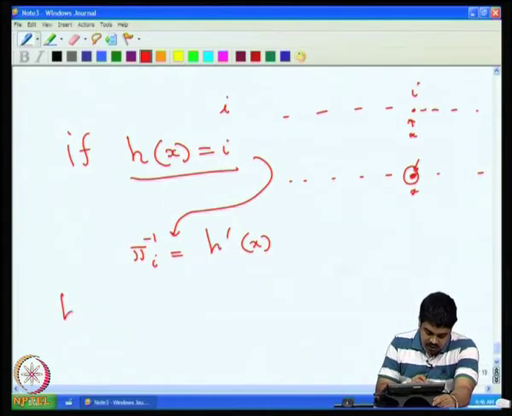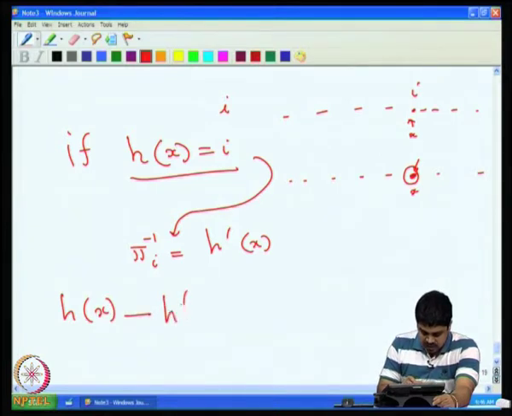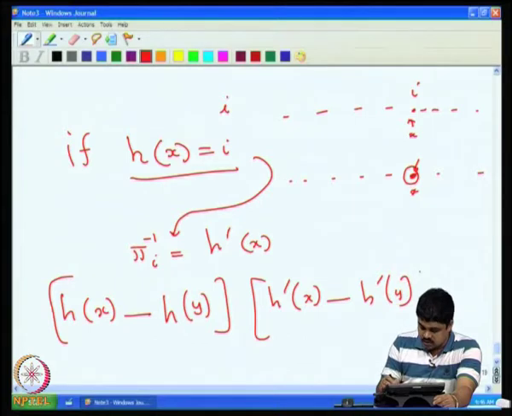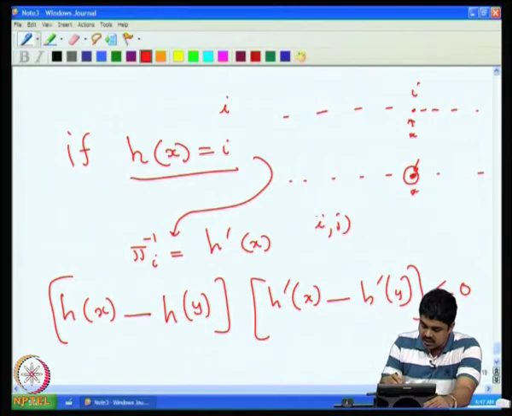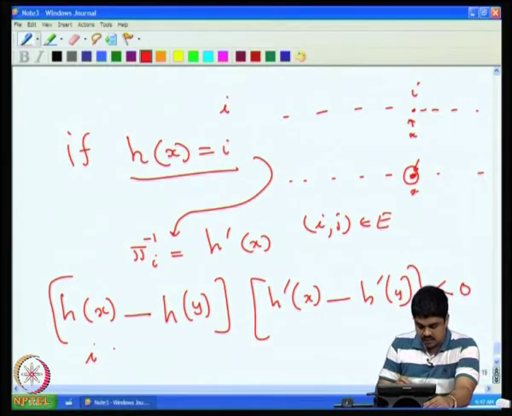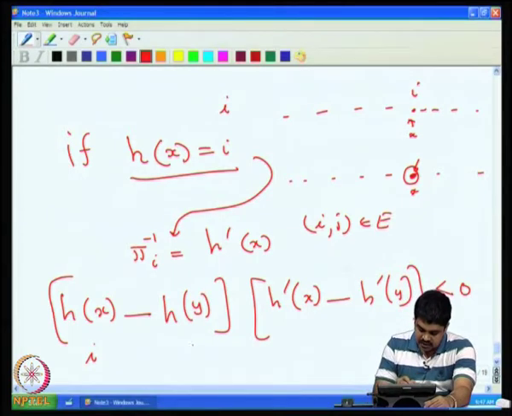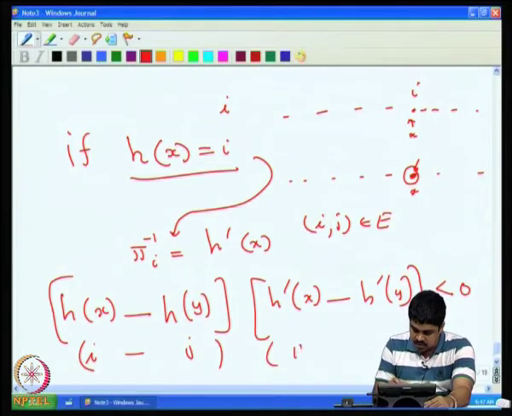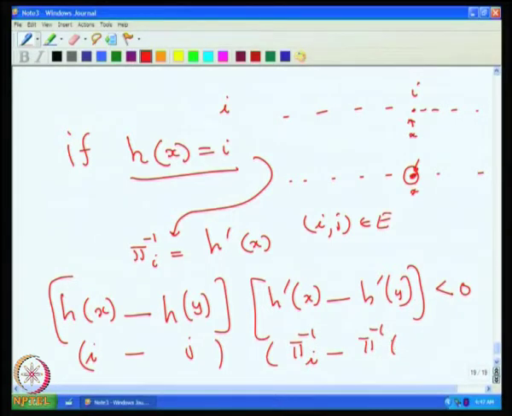Now, we know that whenever there is an edge, h of x minus h of y into h dash of x minus h dash of y is negative, so it is less than 0. Suppose I j is an edge, then this is essentially some x and y, where this is I, this is j, and this is pi inverse of I minus pi inverse of j, by construction. So this will be less than 0. We are making use of this property. So what does this inequality mean? It means if I is smaller than j, then the corresponding positions will be reversed.